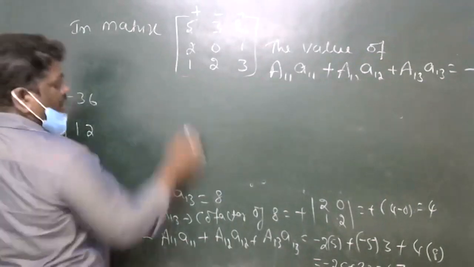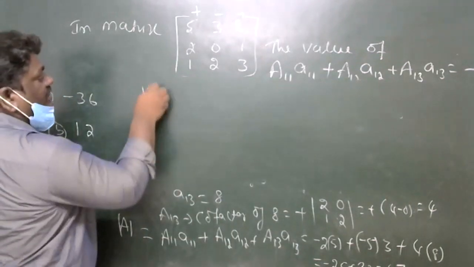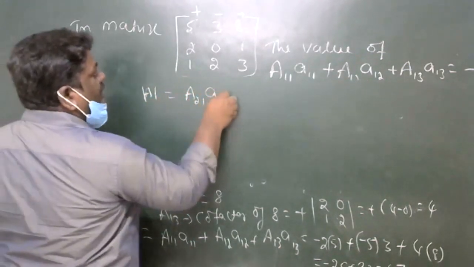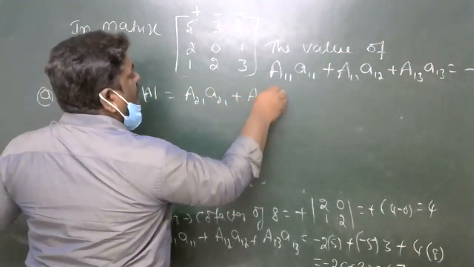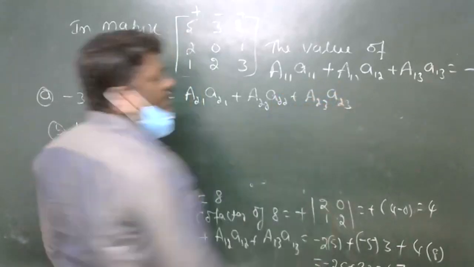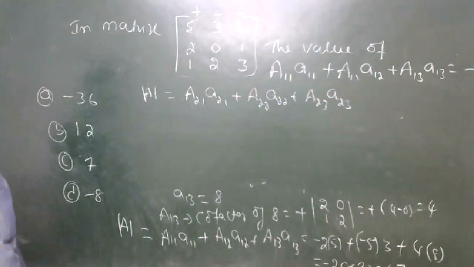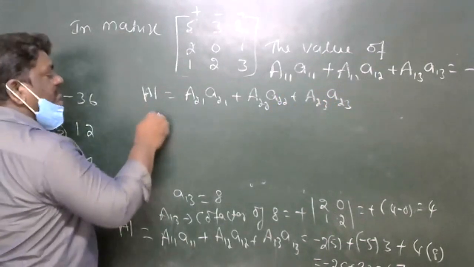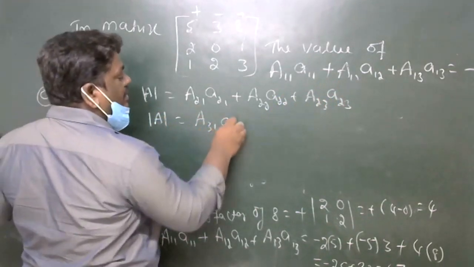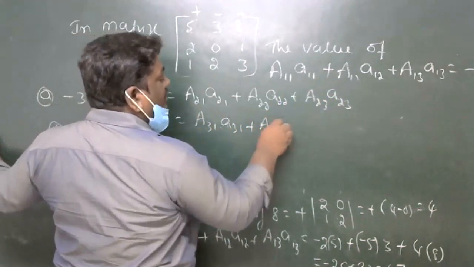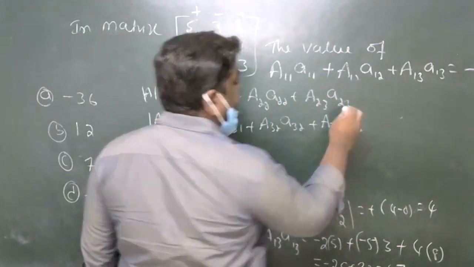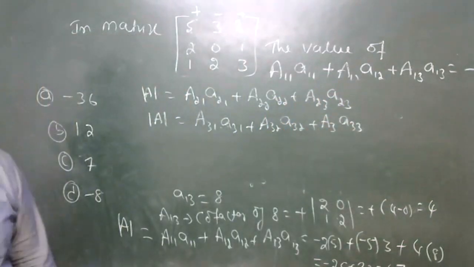So determinant of a is equal to, along with row 1, this is along with row 2: a21 plus a22 plus a23. You are going to get determinant value. Similarly you are going to get same value when you expand a31 plus a32 plus a33. Keep in mind, okay.